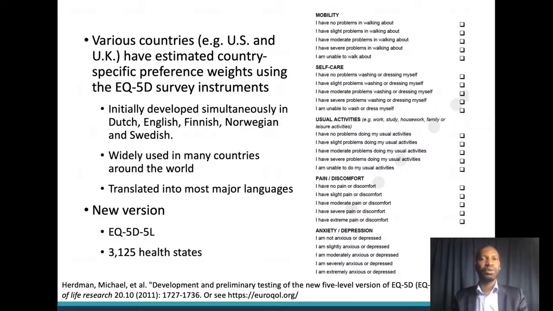Various countries, for example the US and the UK, have estimated country-specific preference weights using the EQ5D survey instruments. These were initially developed simultaneously in Dutch, English, Finnish, Norwegian, and Swedish, and are widely used in many countries around the world. They were also translated into most major languages. Following the successful rollout of the EQ5D, there were new versions that were deployed, the EQ5D 5L, and then the 3L, with 1 to 5 health states.